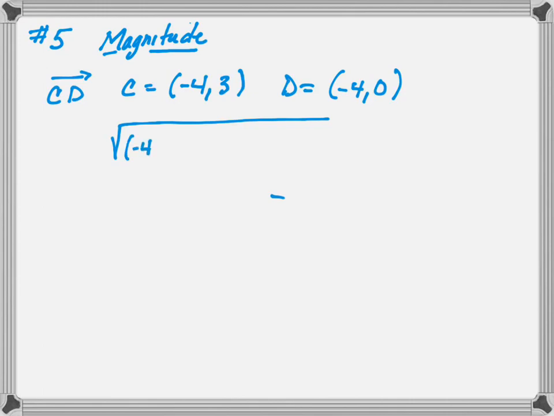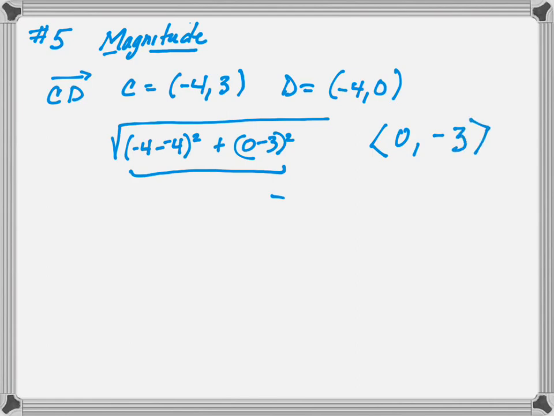So we could say -4 minus -4 squared plus, okay, and this is 0 minus 3 squared. But isn't this the vector form right there? And so this vector up here would be -4 minus -4, so it would be 0, -3, right? And if you take the square root of 0 and -3 squared, you get the same thing. This is the square root of -4 plus 4, 0, plus -3 squared. So it's the square root of 9, or 3.